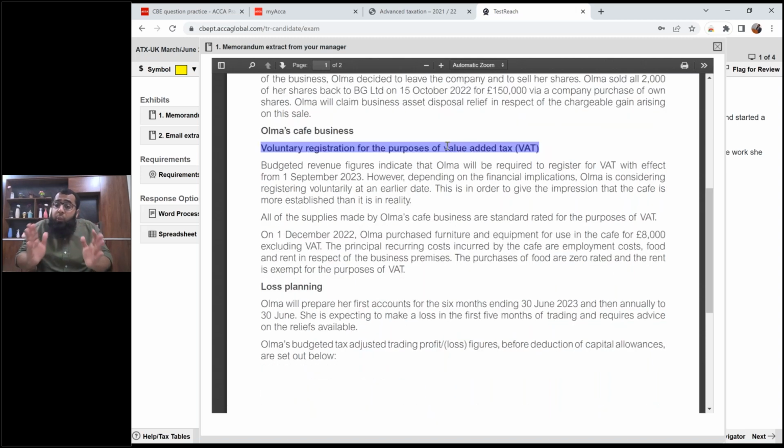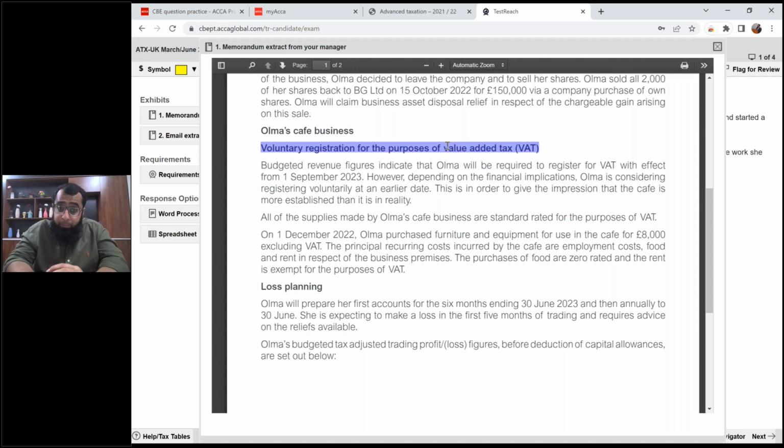See, I'm doing the first reading of the question. Read it with patience, read it carefully. First, we read the entire question, we go to the requirement, we review the question again, and then we start developing the answer. If you directly start attempting the question, there is a risk that you may miss some of the information.